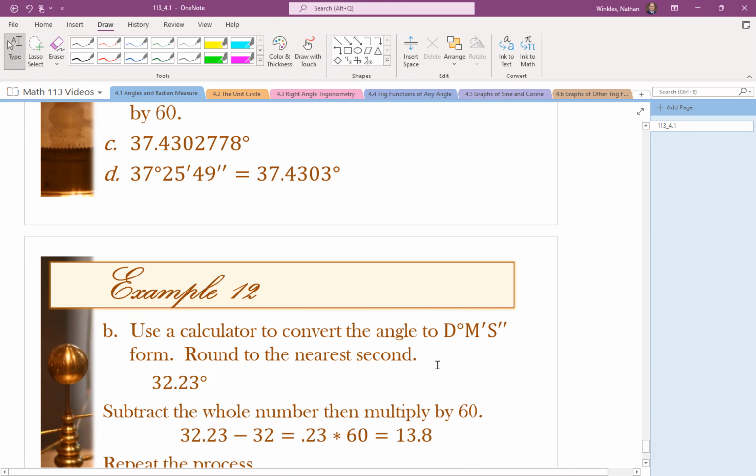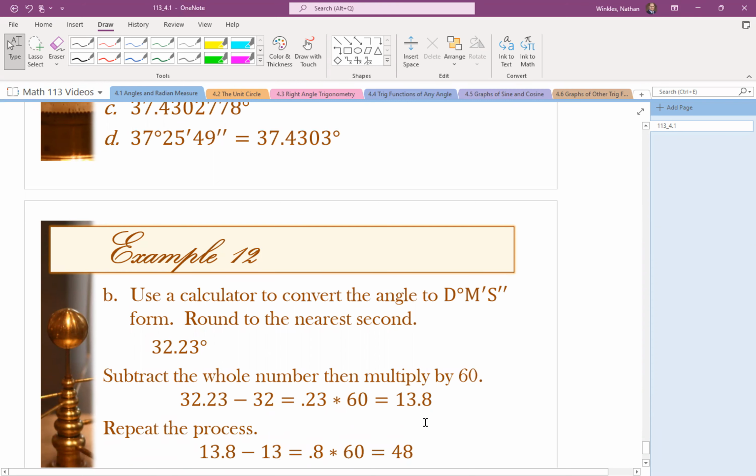So first we're going to subtract the whole number. So 32.23 minus 32 is equal to 0.23. Then I'm going to take that 0.23, I'm going to multiply it by 60. I'm then going to subtract the 13. I'm going to take that 0.8, I'm going to multiply by 60.